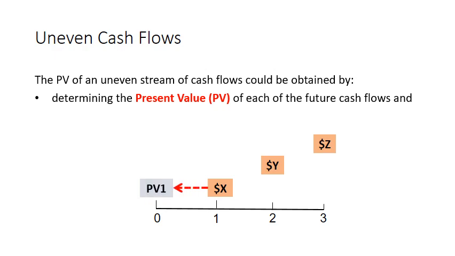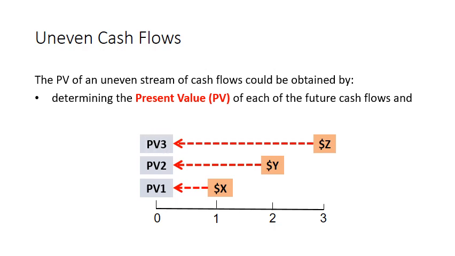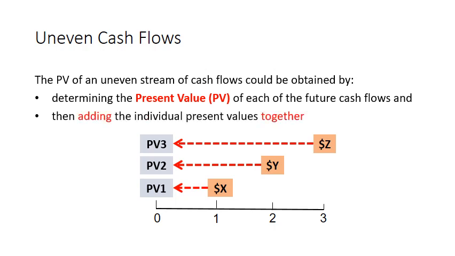So basically you find the first PV1 followed by PV2 and PV3. You got to do them separately, individually. And you add up the individual present values together. So add up together to find the total present value.